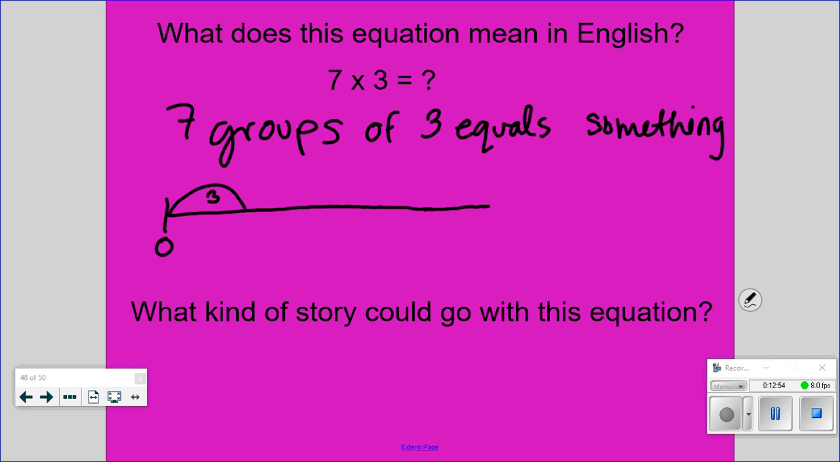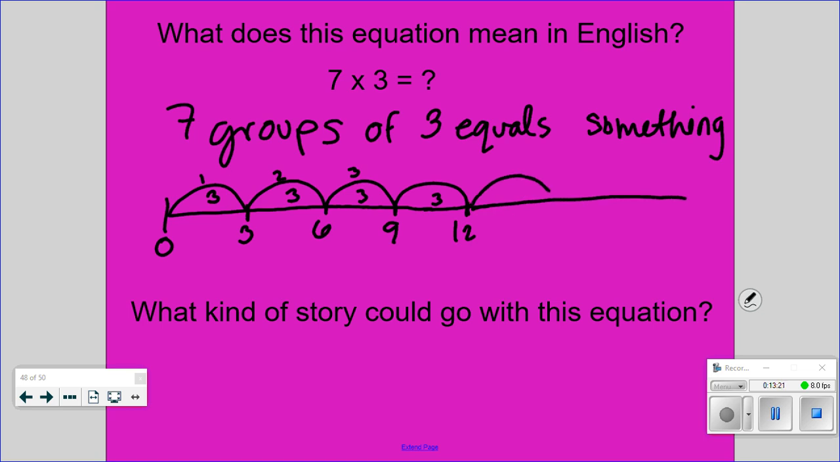If I start at 0 and I jump 3, what's my number that I landed on? 3. I'm going to jump another 3. Where am I at now? 6. Jump another 3. 9. I've done 1 group, 2 groups, 3 groups. Another jump of 3. 12. Oops, actually. I need a longer number line. Another group of 3. 15. Another group of 3. 18. All right, how many groups have I done?